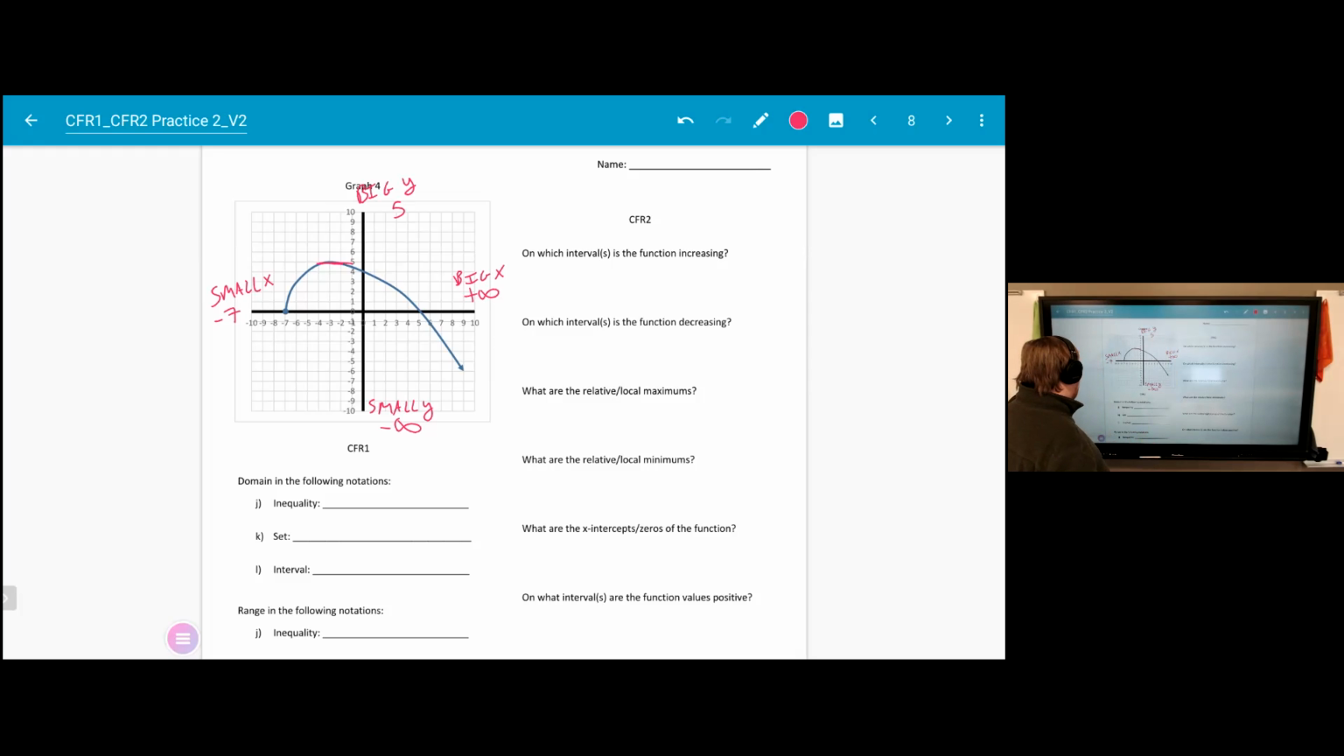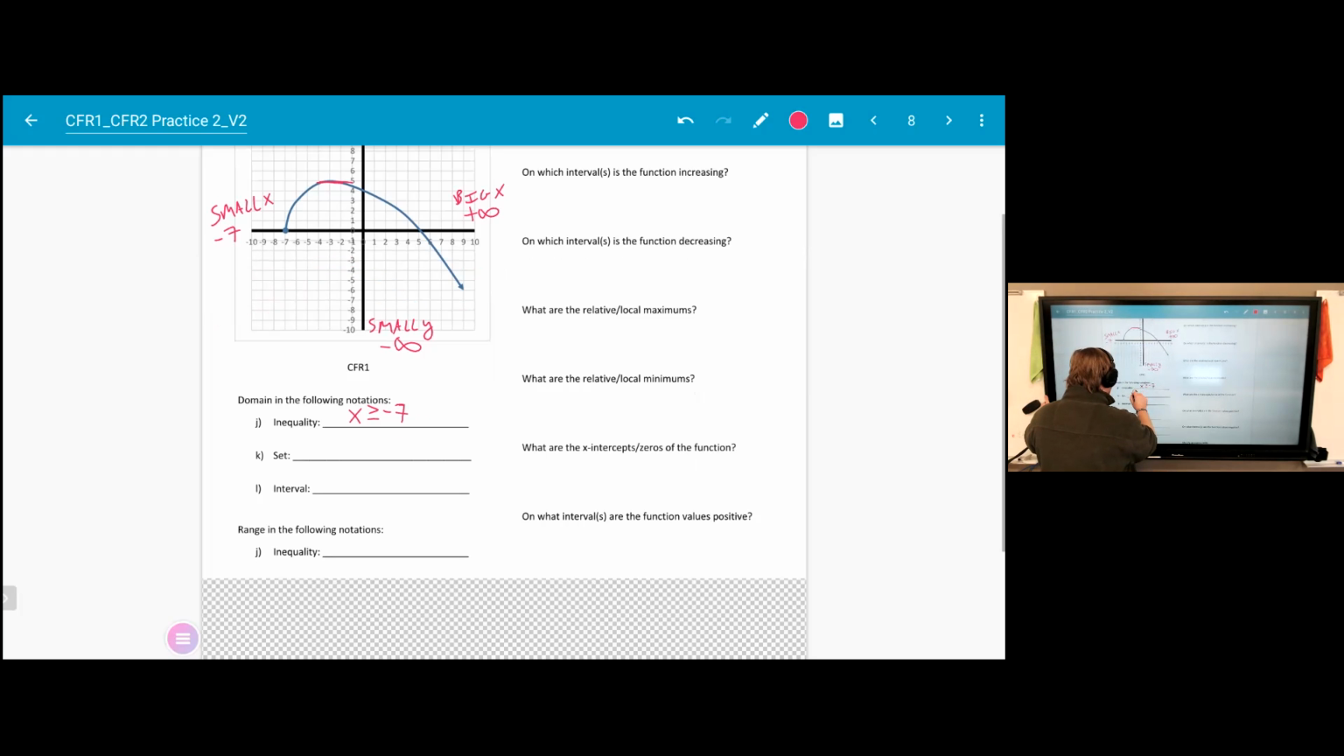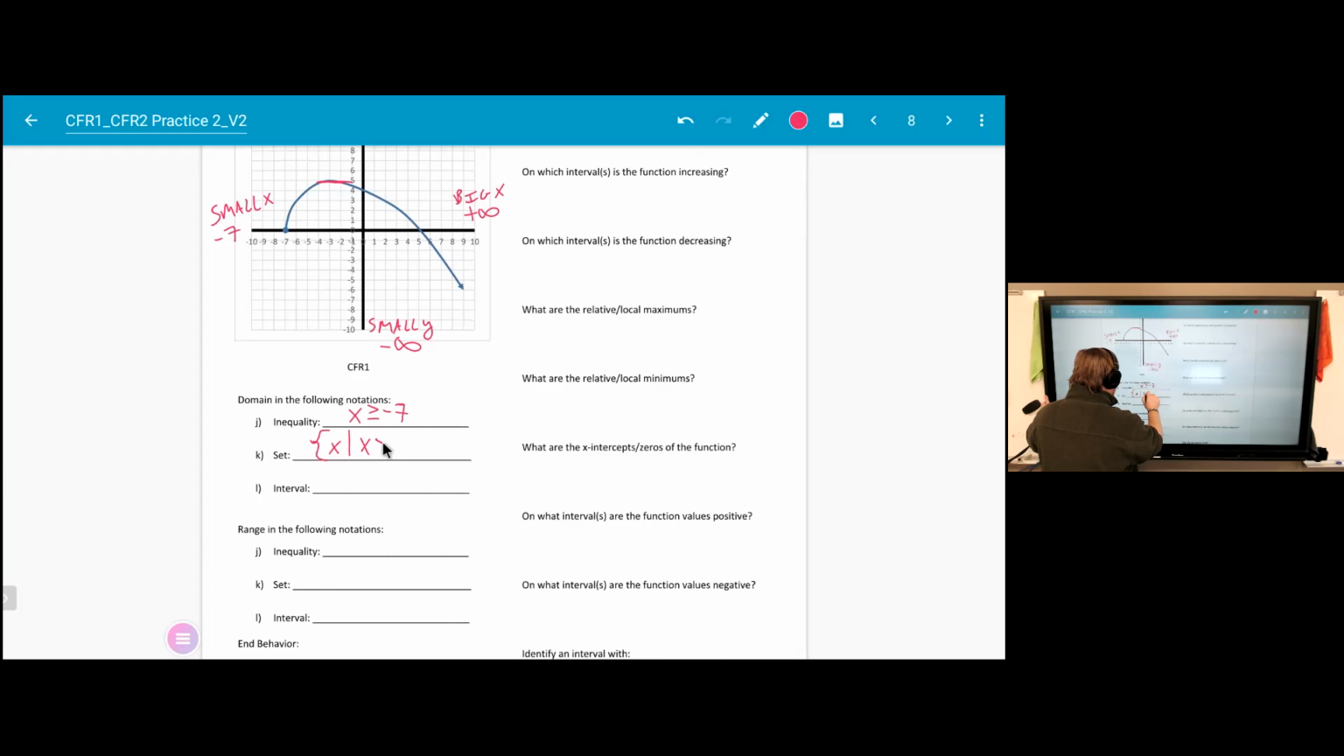Inequality notation. I'm going to write it like this. I'm going to say that x has to be bigger than or equal to -7. It's got to be at least -7, but it can be greater than also. So for set notation, you could have also written the set of all numbers in x such that x is greater than or equal to -7.